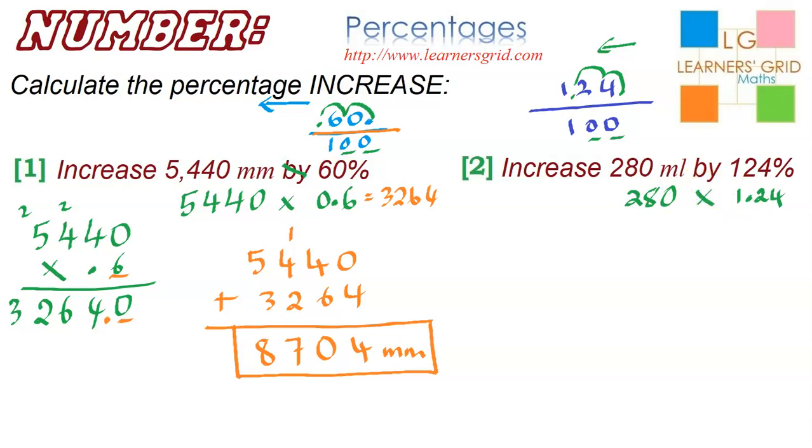So I have to say 280 multiplied by 1.24. So let's get on with it. So 280 multiplied by 1.24. Okay, we'll ignore the decimal point until the very end. So 4 times 0 is 0. 4 times 8, though, is 32. Carry that 3. 4 times 2 is 8, plus 3 is 11. Okay, finish with that. Hold the place.